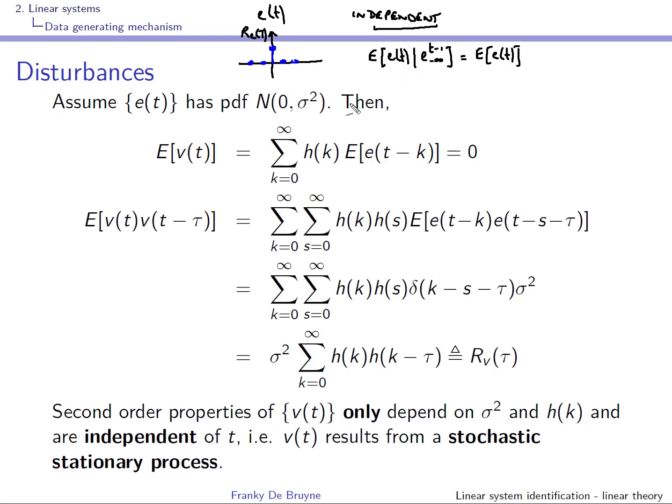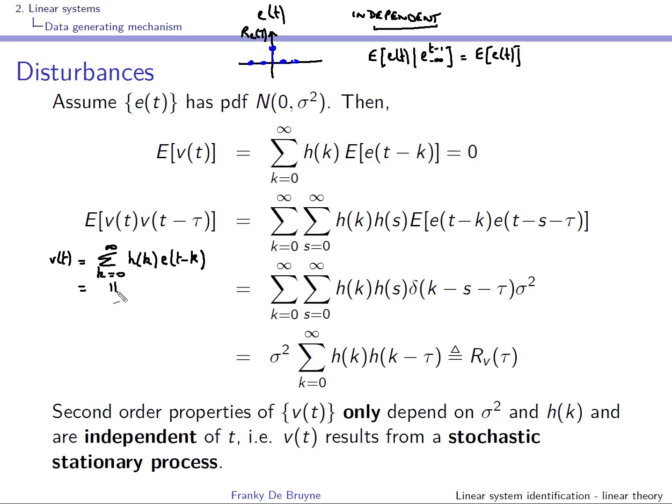Well, for v of t, things are different. Remember that v of t is a sum where k ranges from 0 to infinity of h of k e of t minus k, right?